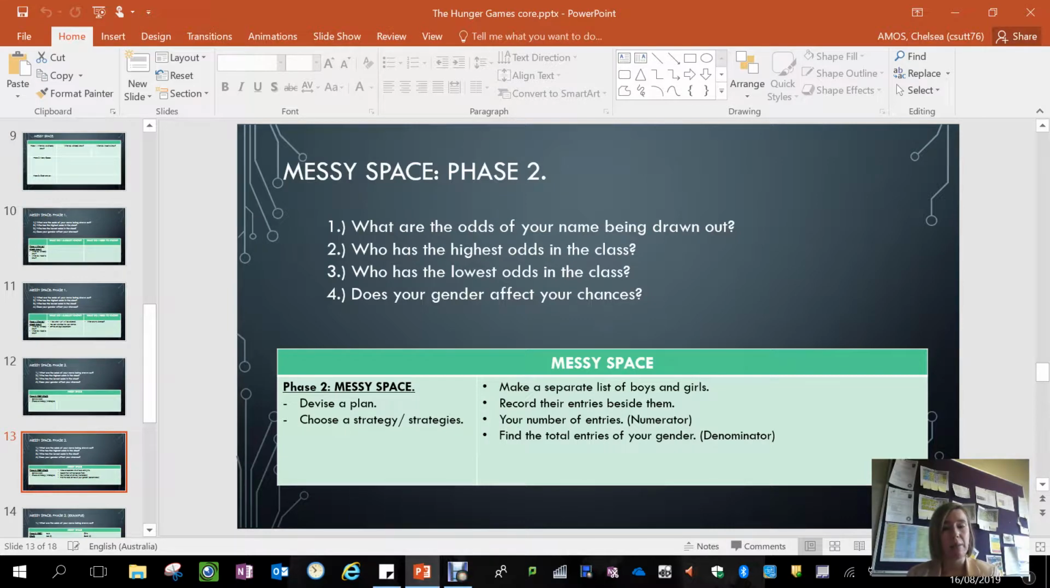They need to make a separate list of boys and girls, and they need to record the number of entries in the reaping beside each of the students. If students were going to find their odds of being picked out, they need to write on the top of their fraction how many entries they have in the Hunger Games, which is called our numerator, and on the bottom of their fraction, they need to write down the total entries of their gender. So they need to add up all of the boys if they're a boy, and all of the girls if they're a girl, and that will form their bottom number, or their denominator.